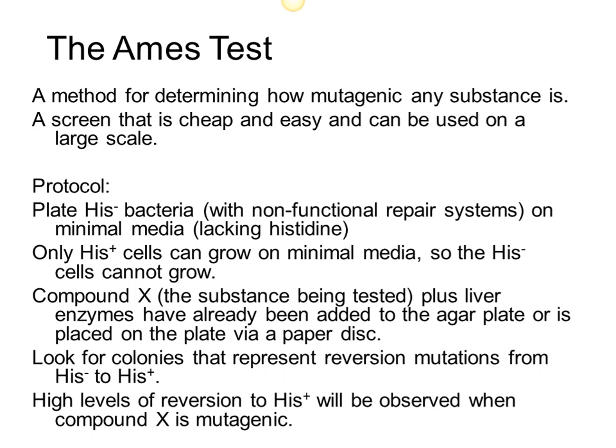They do add liver enzymes also to the plates because in hindsight they realized that some drugs that do not appear to be mutagenic are converted into mutagenic substances when the liver enzymes process them in the body. And so in hindsight, they realized that they needed to add liver enzymes to this test in order to check for that effect. But in any case, if you have high levels of reversion back to His plus cells, in other words, if you get a lot of colonies on your plate, then that means that your compound X is a mutagen.